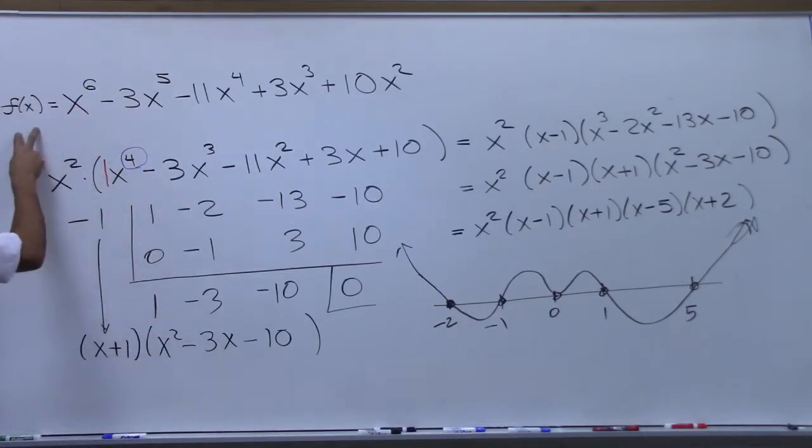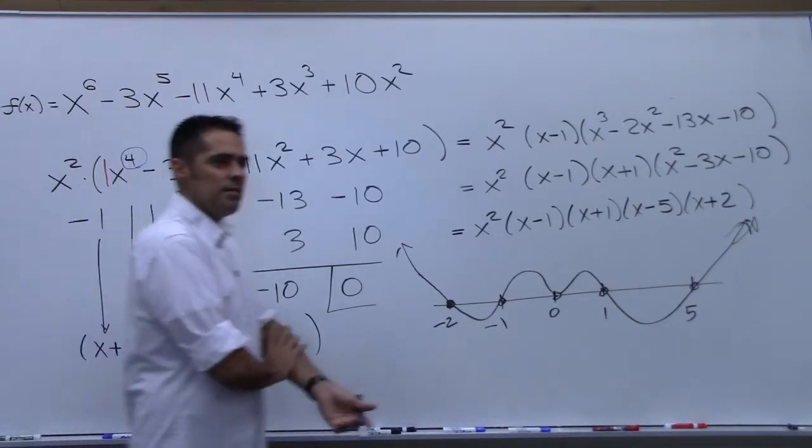If we call this function f of x, this is a 6th degree polynomial, and you would think that would be pretty hard to graph quickly. We can probably graph that within 10 minutes. If we work quickly, we can probably get a graph of that in 10 minutes.